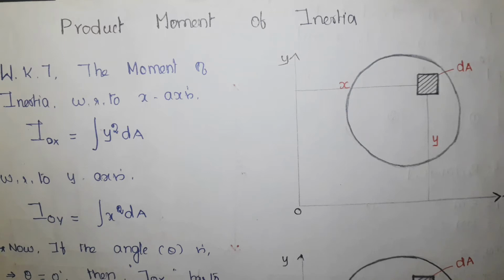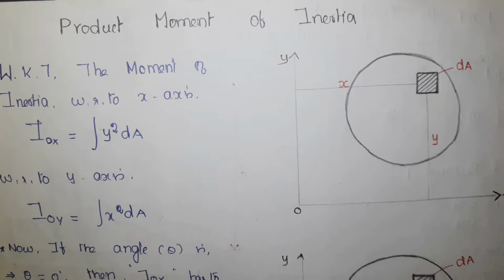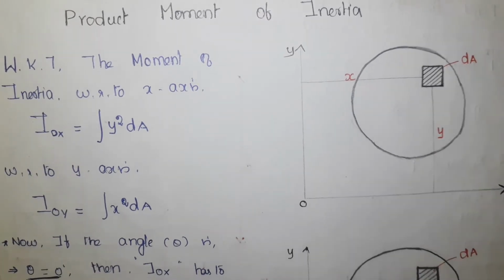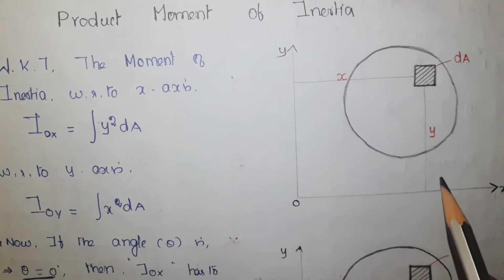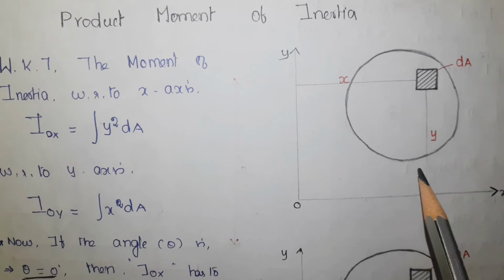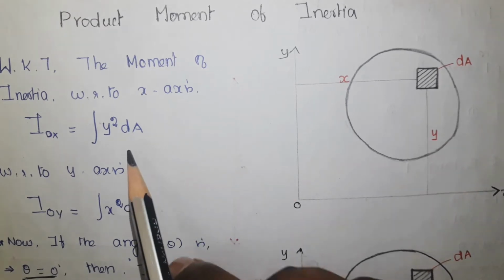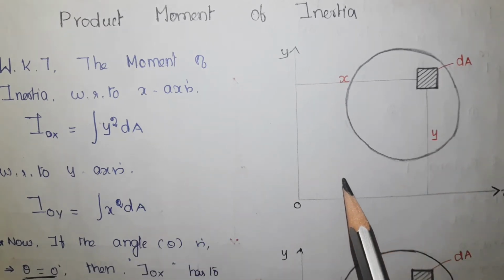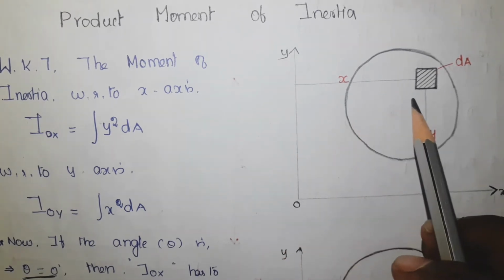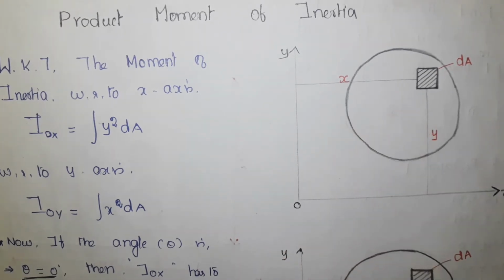Good morning. In this video, we are going to discuss product moment of inertia. Before going into that, we know that the moment of inertia with respect to the x-axis, this is the x-axis and here is the elemental area, is the integration of y square dA. And also we know that the moment of inertia with respect to the y-axis is the integration of x square dA.